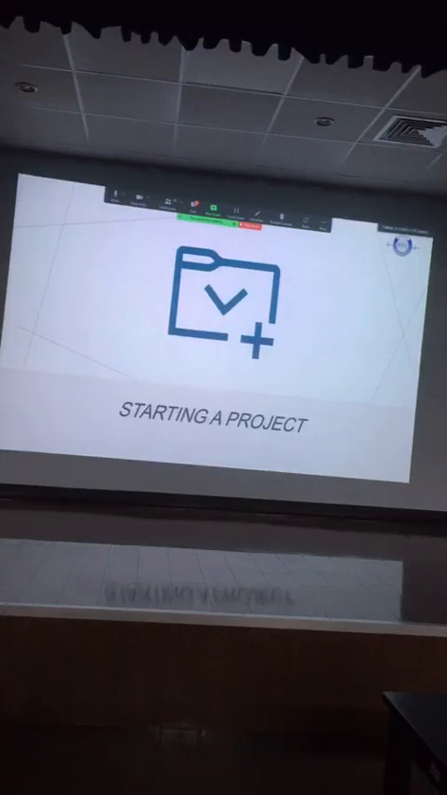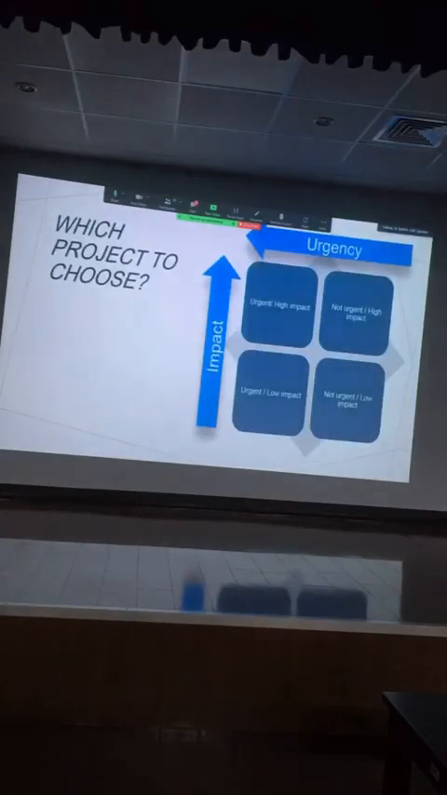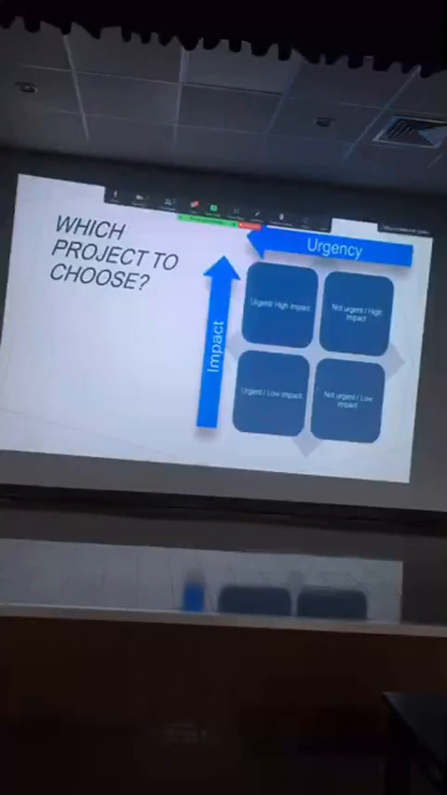Okay. So let's start in a stepwise approach on how to start a quality improvement project. First step, choosing a project. That might sound very simple, but maybe a lot of people struggle on how to choose a project. As a general rule, this is the impact chart. If you look at this 4x4 table, urgency goes up this way and impact goes up this way. You have projects that are urgent with high impact, and you have projects that are not urgent and low impact, and then the urgent low impact, and not urgent high impact.